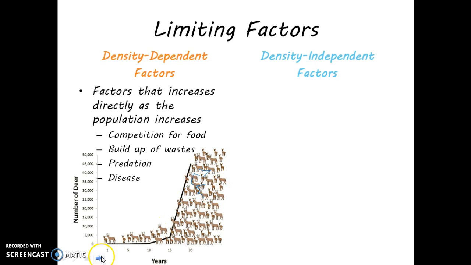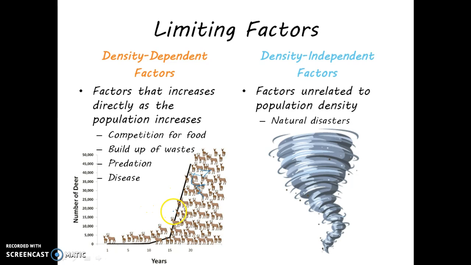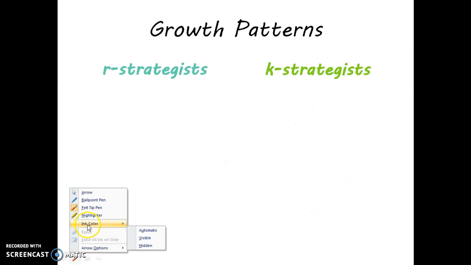Now, density-independent factors, these are going to be factors that are totally unrelated to population density. So think natural disasters. If a tornado rips through a forest, okay, it doesn't matter if there's a small population or a large population within that forest, that twister is going to have an impact on that population and possibly cause it to decline.